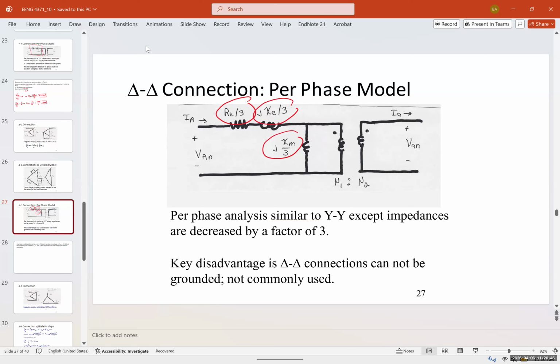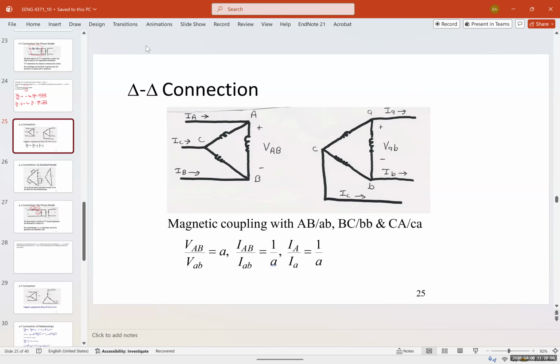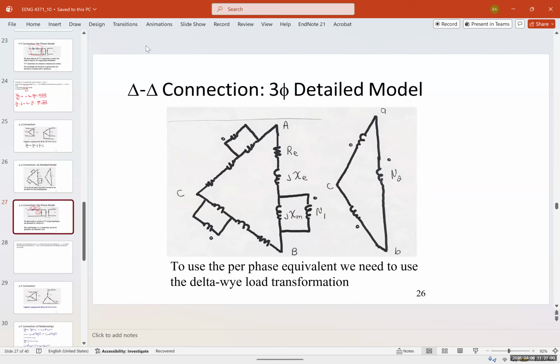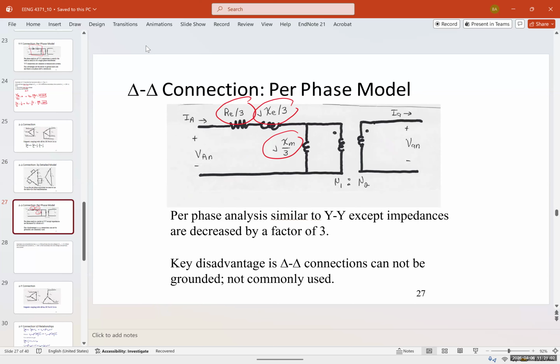Now, a key disadvantage is that delta-delta connections cannot be grounded, so therefore they are not commonly used in three-phase systems. And the other thing, when you want to model it, you have to divide all the impedances by 3.